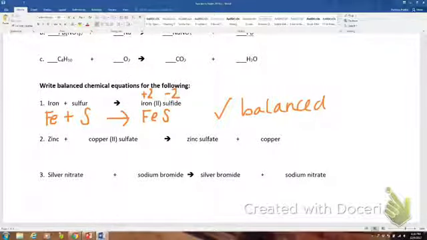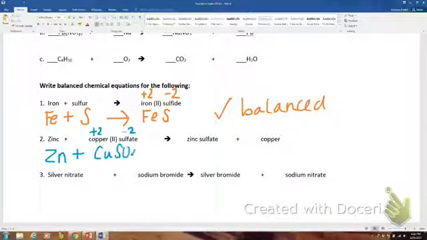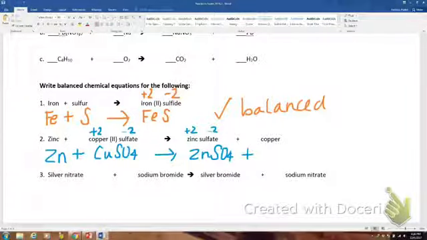Now we look at the next one, zinc. Zinc by itself is just zinc. No charge. It's not in anything. Plus copper 2 sulfate, so that means we have a +2 and a -2. So that's going to be CuSO4. So then it makes zinc sulfate. So now we have a +2, still a -2. So we're going to do ZnSO4. And then plus copper. When copper's all by itself, it's just copper.